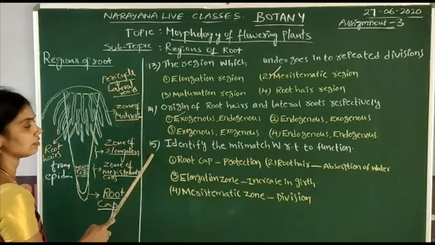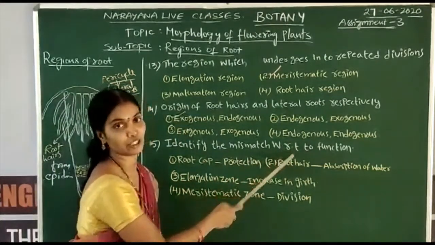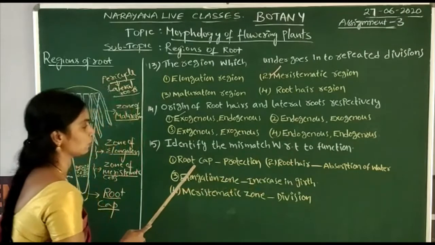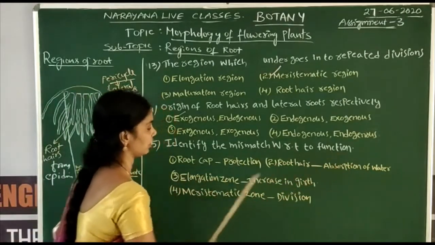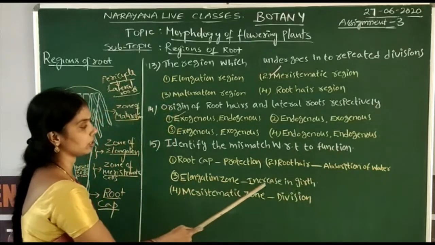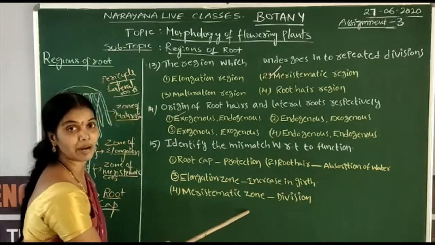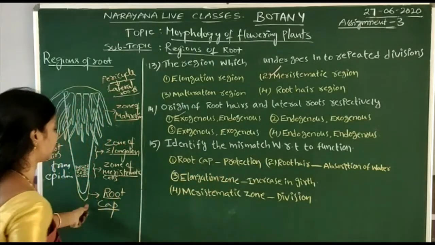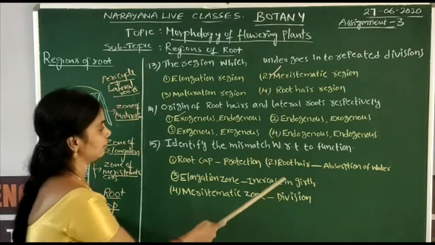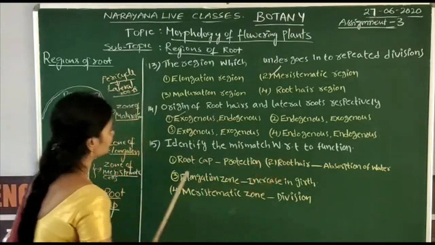The last question, 15. Identify the mismatch with relation to the function. Option, root cap, protection. Root hair, absorption of water. Third, elongation zone, increase in girth. Fourth option, meristematic zone, division. See children, root cap gives protection, so it is correct. Then root hairs, absorption of water, it is also correct.